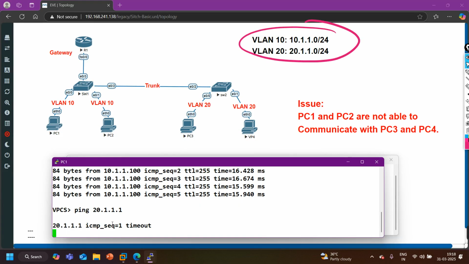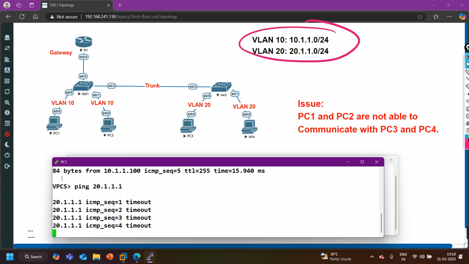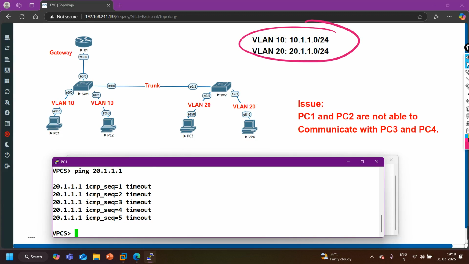And you can see PC3 is really not reachable from PC1. PC1 is not able to ping PC3. This is the real issue here, but PC1 is able to ping their gateway, right?